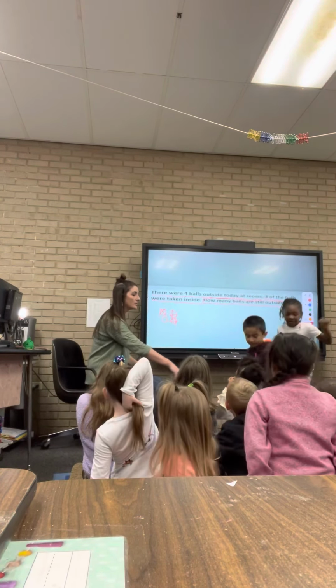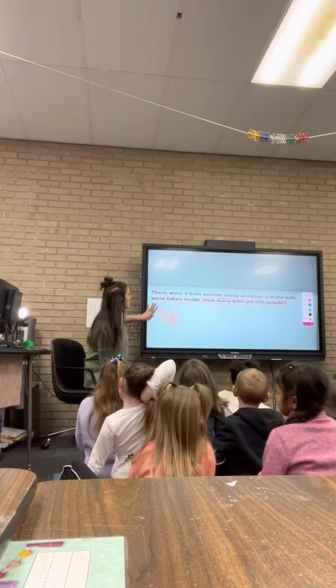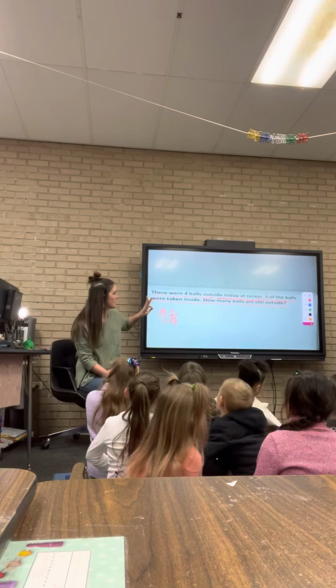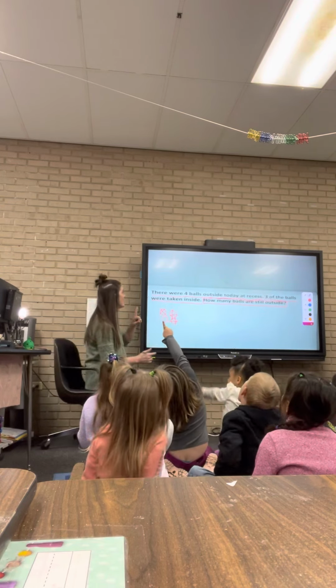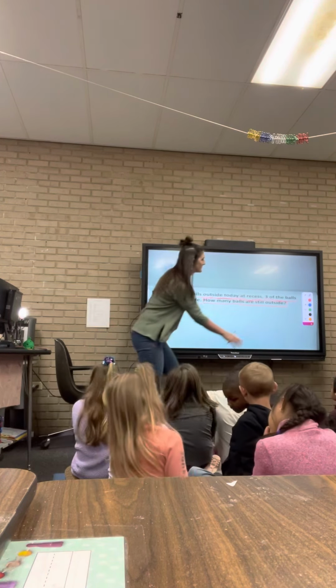Let's sit on our bottoms, okay? That way we can look. So we had 4 balls. 3 of them were taken inside. How many balls do we have left outside? 1. Good job.